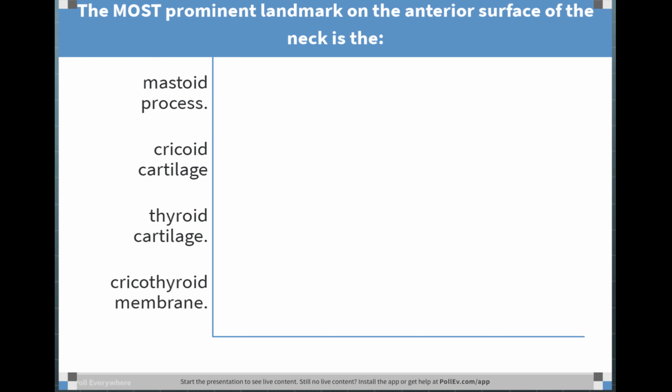The most prominent landmark on the neck, on the anterior surface, that's the front surface. The mastoid process is not on the anterior of the neck, so that is not it. Your cricoid cartilage is actually smaller than your thyroid cartilage, so cricoid is not the answer. Thyroid is the most prominent because the cricothyroid membrane is a tiny little membrane between the cricoid and the thyroid cartilage.